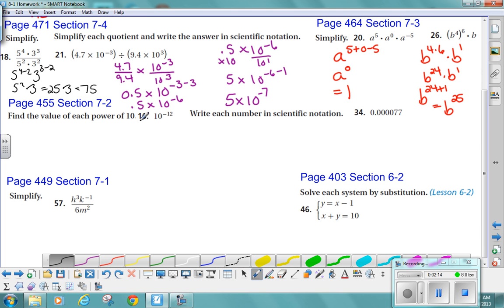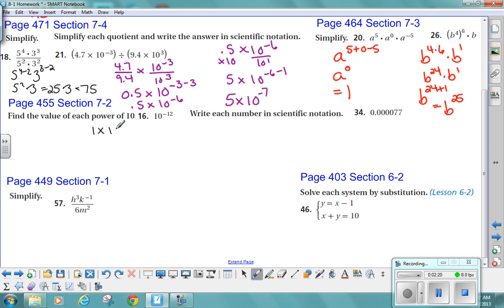If you want to find the value of each power of 10 and you have 10 to the negative 12th, I just think of it as 1 times 10 to the negative 12th. So I know that my decimal is behind my 1, and then I have to move it 12 places to the left. I can move it once to get in front of the 1, and then I need 11 zeros. And then my decimal point. So I have a decimal point, 11 zeros, and then a 1.